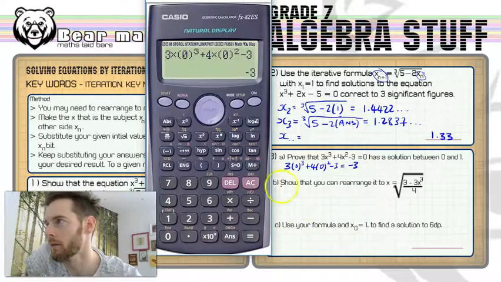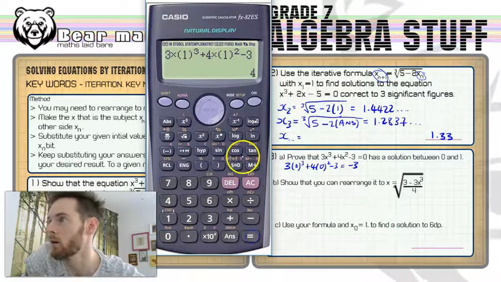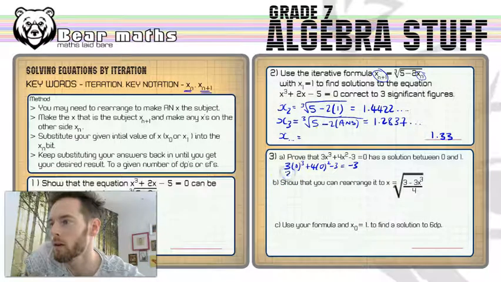Let's do the other. Let's just pop back in, and this is another reason for putting it in brackets. We can just change the number that's in the brackets to the other thing that we need to change it to. And then we get 4. So 3 times 1 cubed plus 4 times 1 squared minus 3 equals 4. Okay, so we can see that one's positive, one's negative.